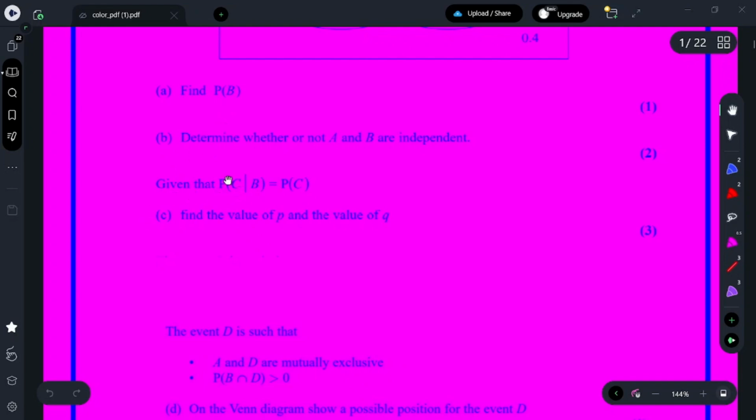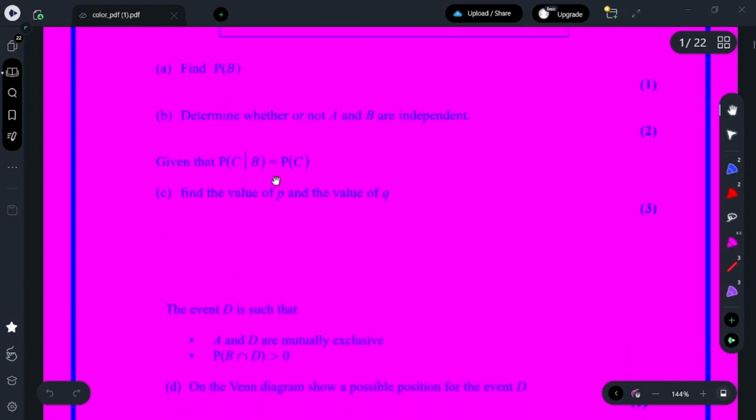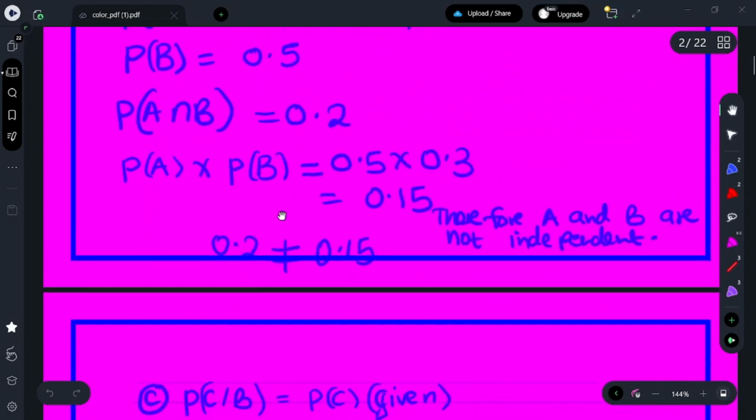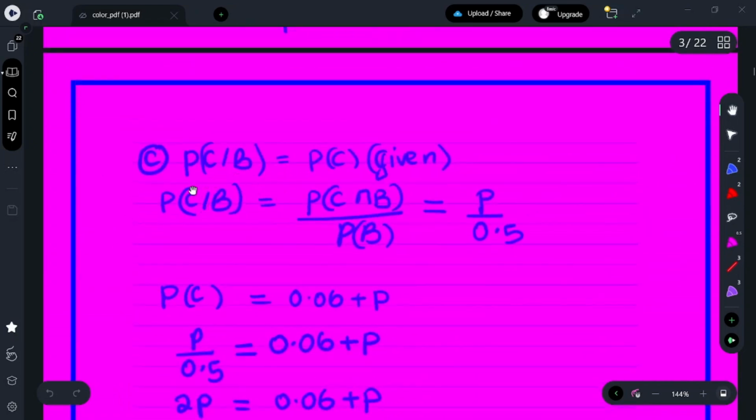We are given that the probability of C given B is equal to the probability of C. Then you're going to find the value of P and the value of Q. So what do we do? This is conditional probability, the probability of an event C occurring given that B has occurred, for which we use the probability formula. The probability of C given that B occurs is the probability of C intersection B divided by the probability of B. We already found the probability for B, which was 0.5.